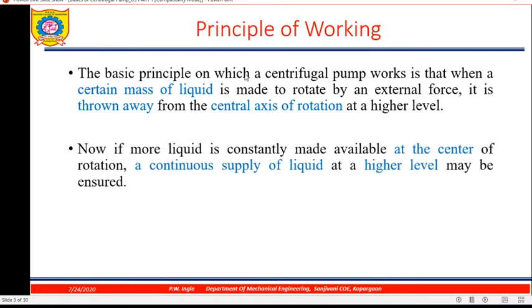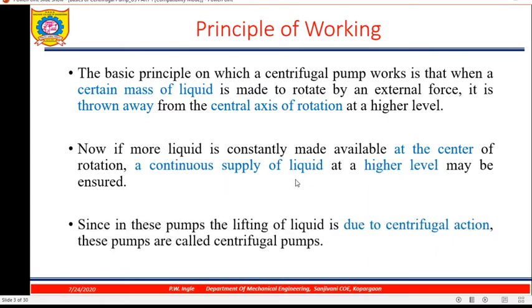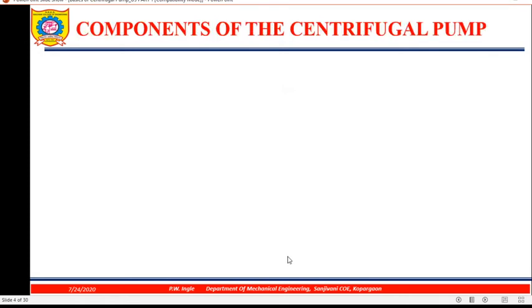So the basic principle on which centrifugal pump works is that when a certain mass of liquid is made to rotate by an external force, it is thrown away from the central axis of rotation at a higher level. Now, if more liquid is made available at the center, continuous supply of liquid may be ensured. Since in this pump the lifting of liquid is due to centrifugal action, these pumps are called centrifugal pumps.